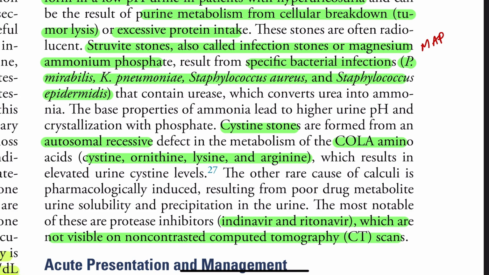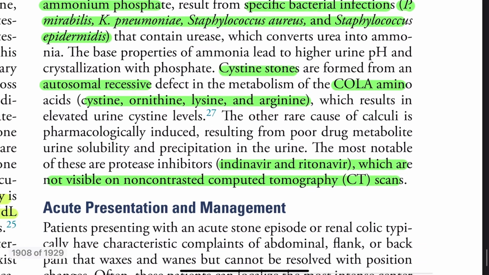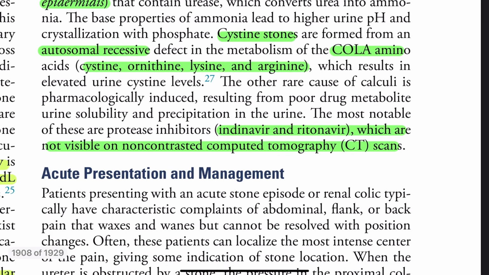So next is cystine stone. Cystine stone is autosomal recessive, remember, with an abnormality in COLA amino acids. What is COLA amino acid? C for cysteine, O for ornithine, L for lysine, A for arginine. Remember, important. For investigation we do a CT scan.